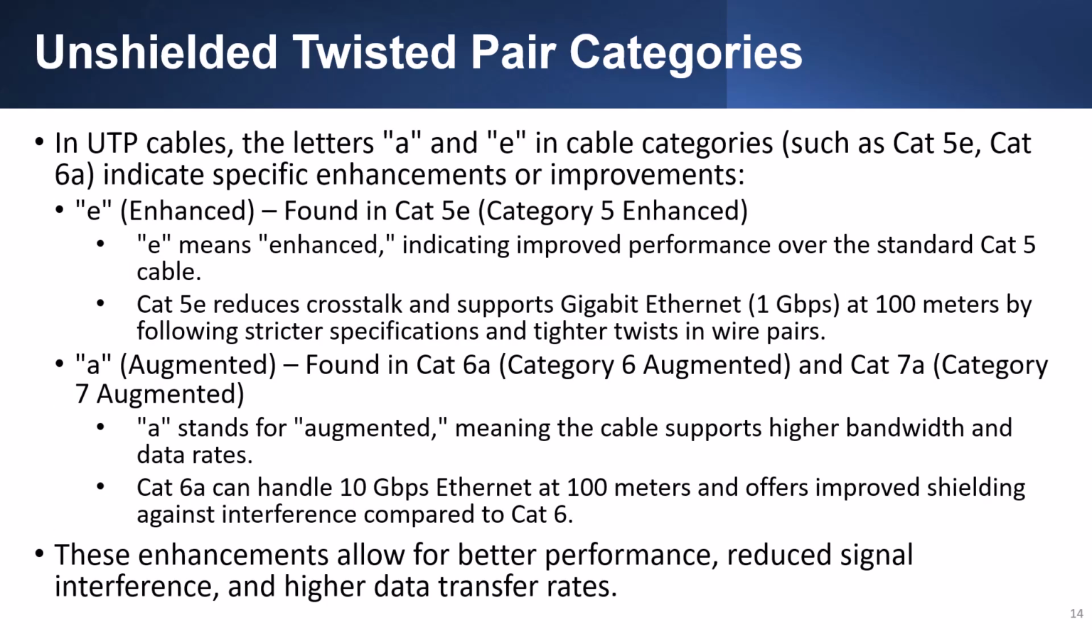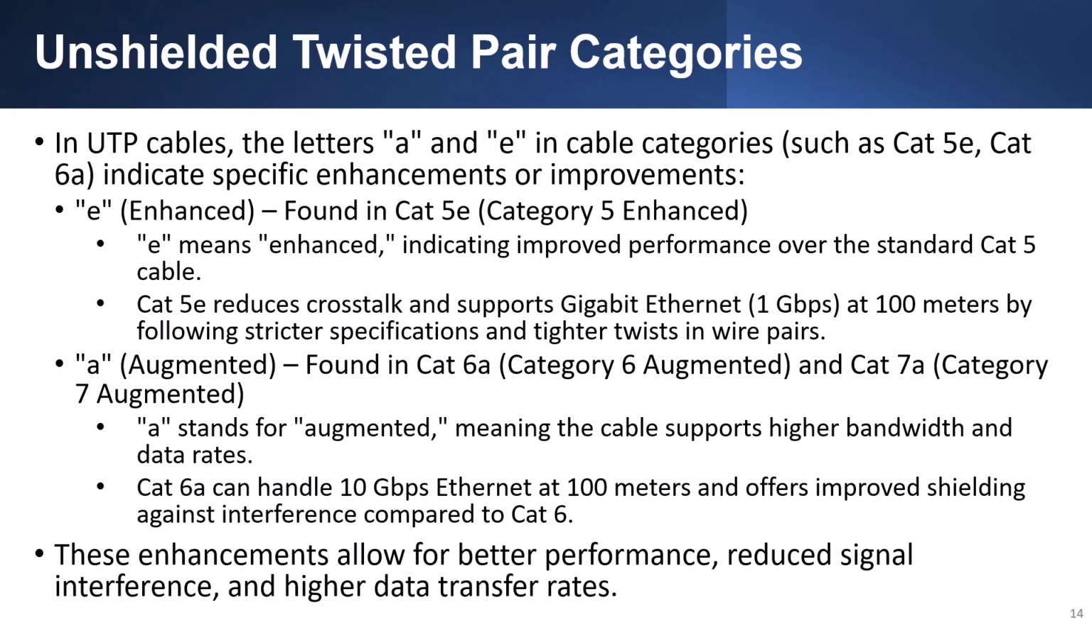In UTP cables, the letters A and E in cable categories such as Cat5e and Cat6a indicate specific enhancements or improvements. E, enhanced, found in Cat5e, indicates improved performance over the standard Cat5 cable. Cat5e reduces crosstalk and supports gigabit Ethernet at 100 meters by following stricter specifications and tighter twists in the wire pairs.